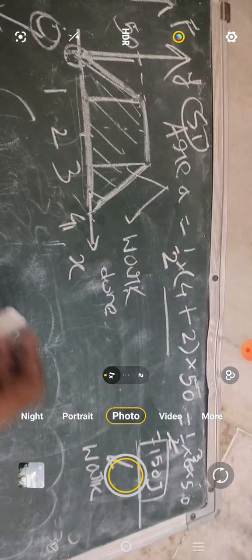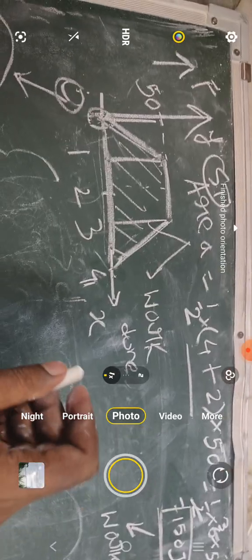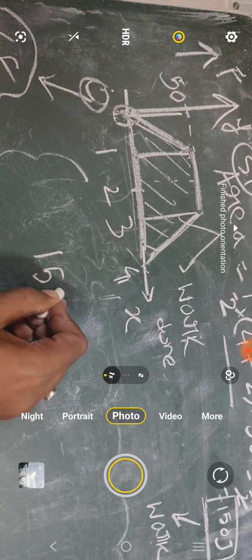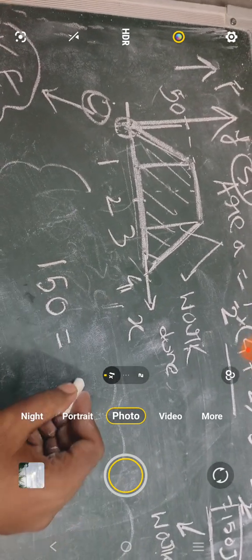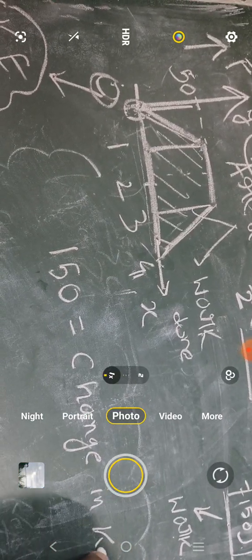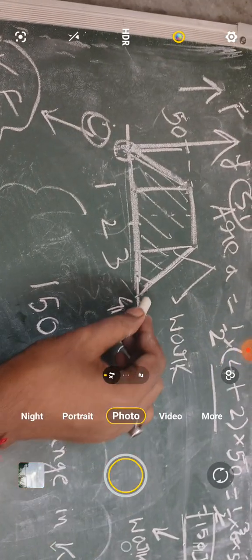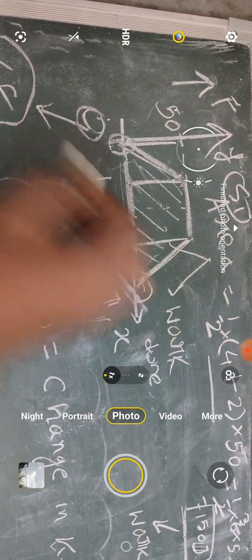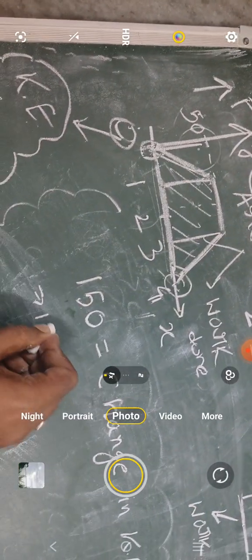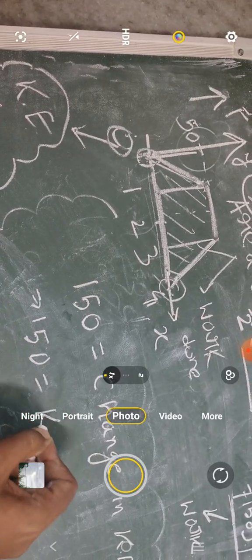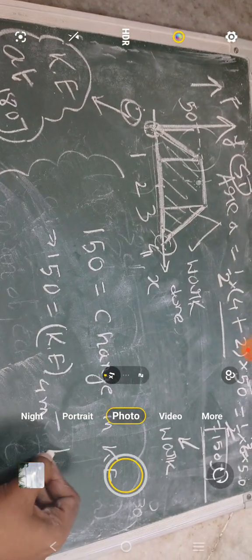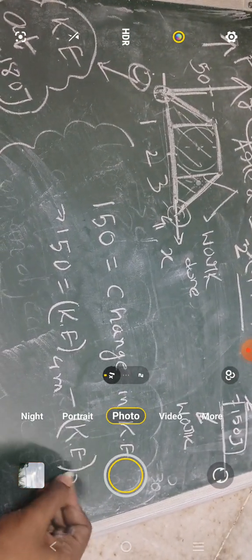Okay. So what is the work done by all force on an object? Here we have already got from the force-displacement graph, that is 150 joule. That is equal to change in kinetic energy. Change in kinetic energy means what? The final position of the object is 4, and the initial position of the object is 0. That means 150 joule equals the final kinetic energy at 4 meter minus the kinetic energy at 0 meter.